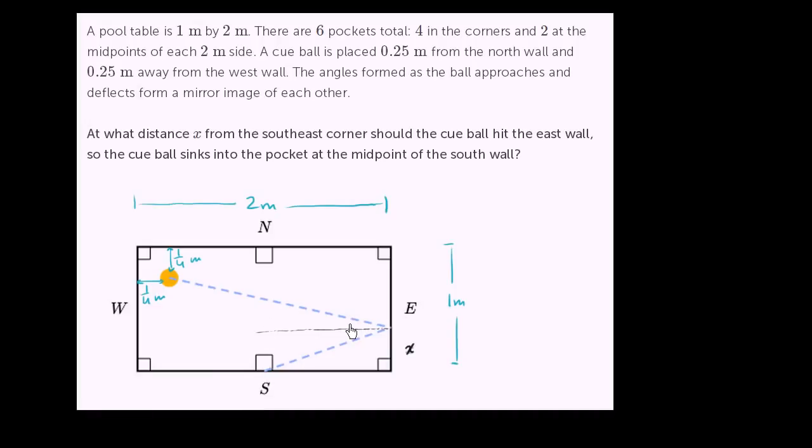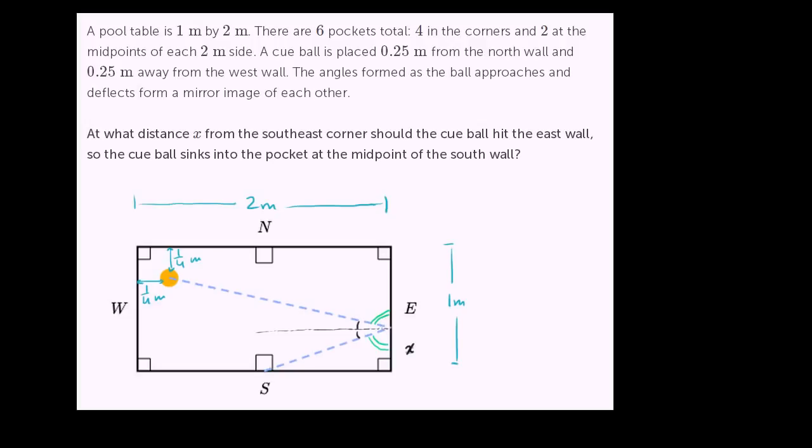A big clue is that the approach and the deflection are going to be mirror images of each other. So if they're mirror images, this angle is going to be congruent to that angle. If those two angles are congruent, then this angle, which is complementary to that black angle, must be equal to this angle. Each of these is going to be 90 degrees minus that black angle. So this angle is congruent to that angle, and now we can construct two right triangles.